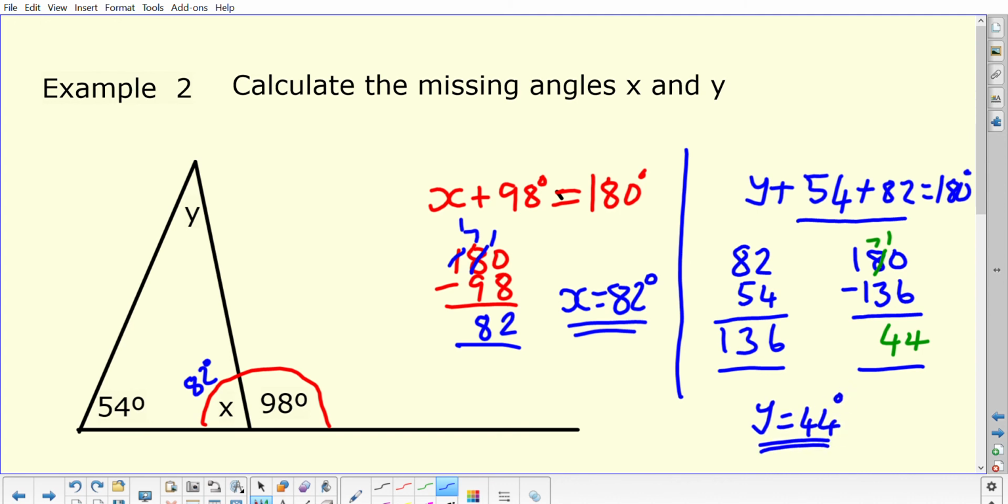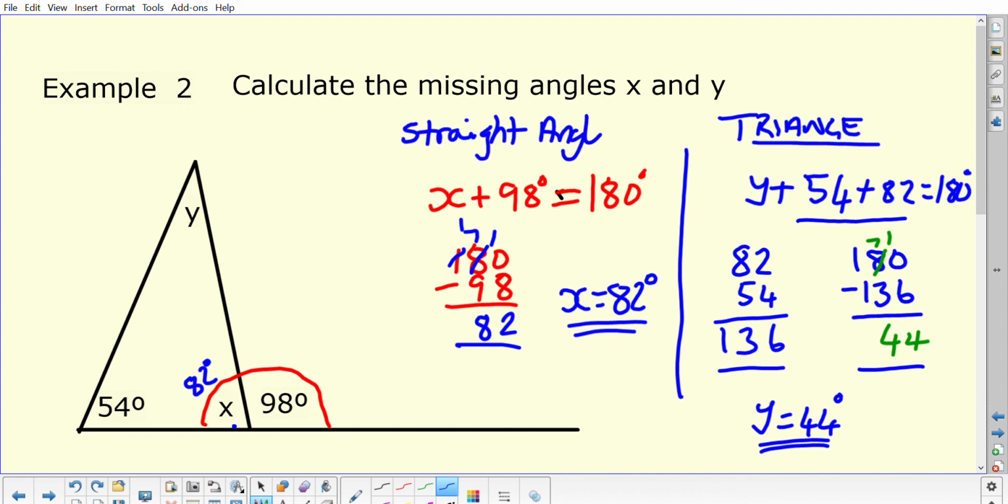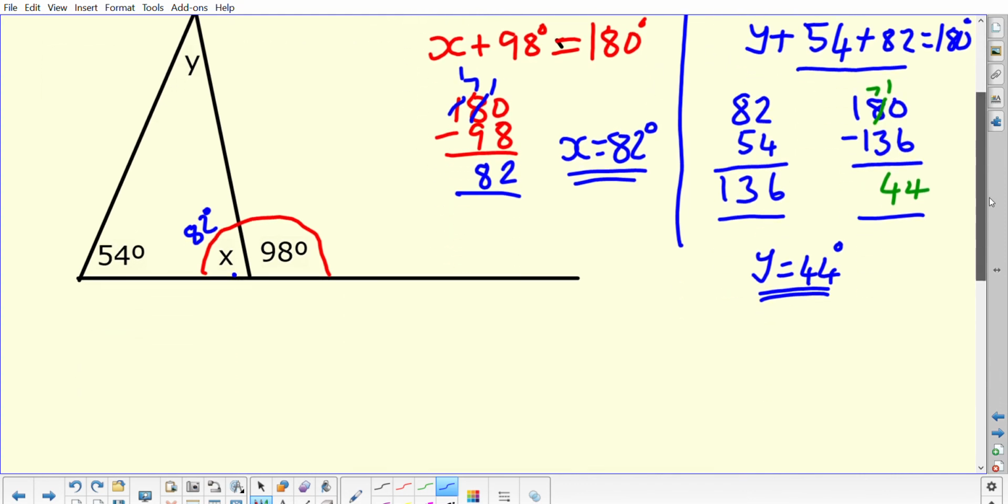So we were actually using two different angle facts there. You're using your angle fact for a straight angle to work out the first one, and then you use the angles in a triangle. So this bit here was the triangle working, right? The other one, this one here, was to do with looking at the straight angle. So make sure you are aware of when you're using what information. Here's a third question rather.